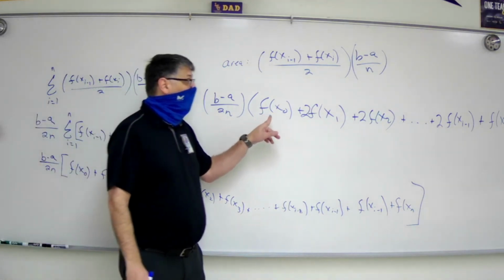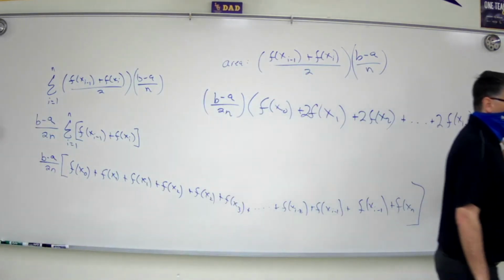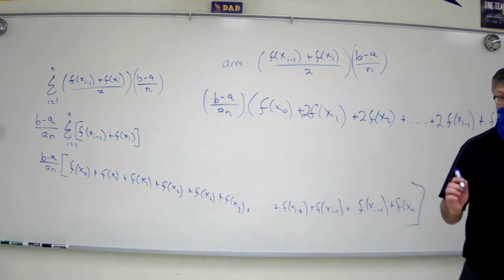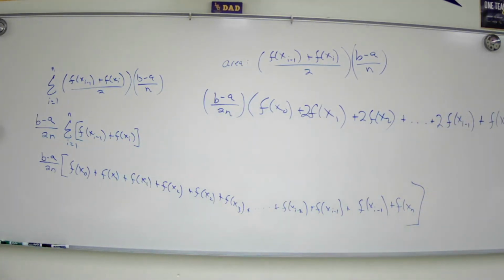Basically, you're just going to evaluate at the beginning and at the end individually. Every interval, you're going to multiply by 2. And then your delta x, you're just going to divide it by 2. That is your trapezoid rule. That is essentially what y'all were doing when you were adding the triangles to your rectangles.